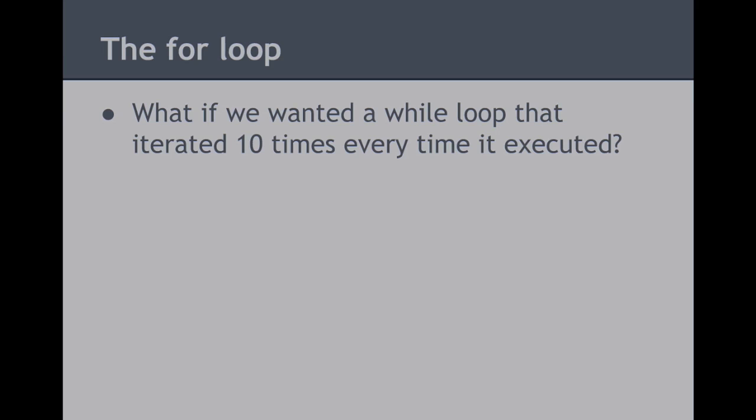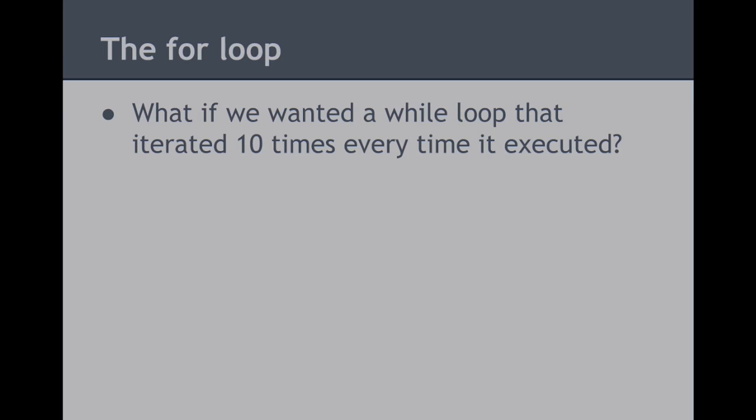Welcome back. We're going to go ahead and move on to our second kind of loop in processing, which is the for loop. And to set the stage for that, let's think about something here for a second. Let's suppose that we wanted to use a while loop that iterated 10 times every time it was executed. In other words, we want to use a while loop in a counting type situation, where we'll do something 10 times or 20 times or 150 times, whatever the number is, but a fixed number of times.